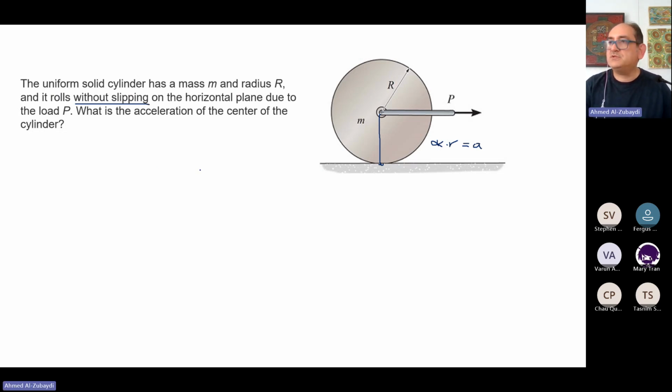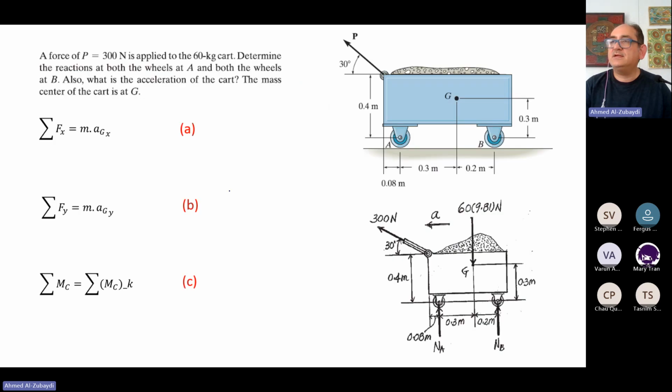I found another question which is similar to the one we have in the case of the quiz. It's not exactly the same, but it's about a trolley to be pulled with a certain value for the P. It's going to be having a certain mass. And we need to find what will be the reaction at both wheels at the A and B. And also what will be the acceleration of the cart, and the mass center is given at the point G.